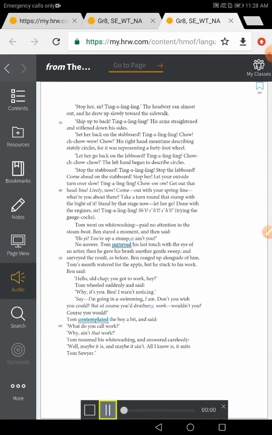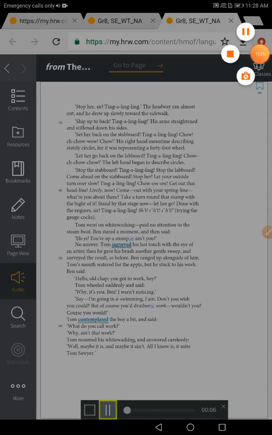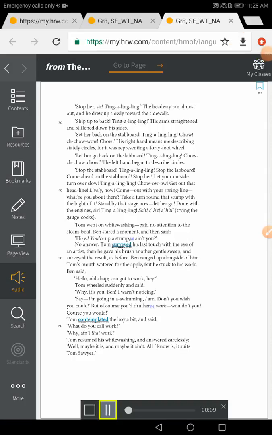Are you ready? Ting-a-ling-ling! The headway ran almost out, and he drew up slowly toward the sidewalk. Ship up to back! Ting-a-ling-ling! His arms straightened and stiffened down his sides. Set her back on the starboard! Ting-a-ling-ling! Chow! Cha-chow! Wow! Chow!